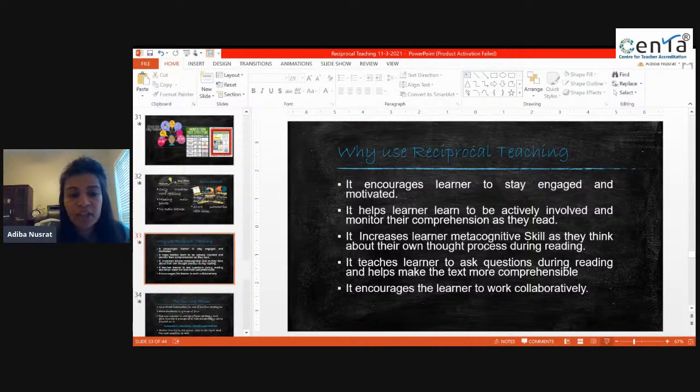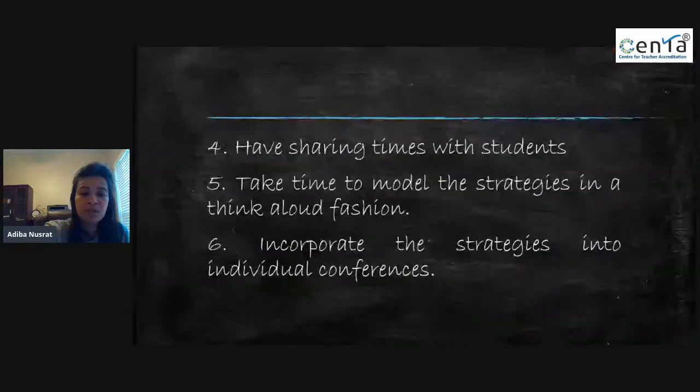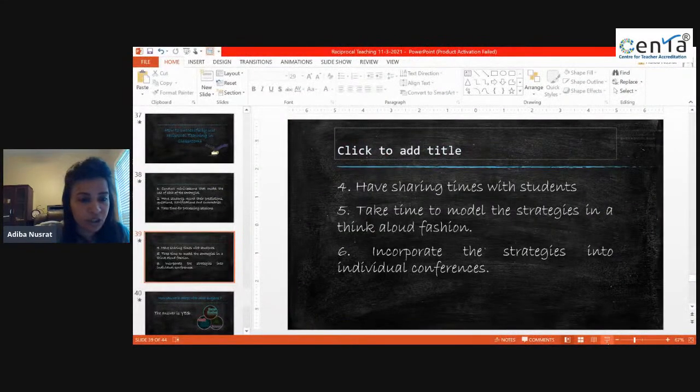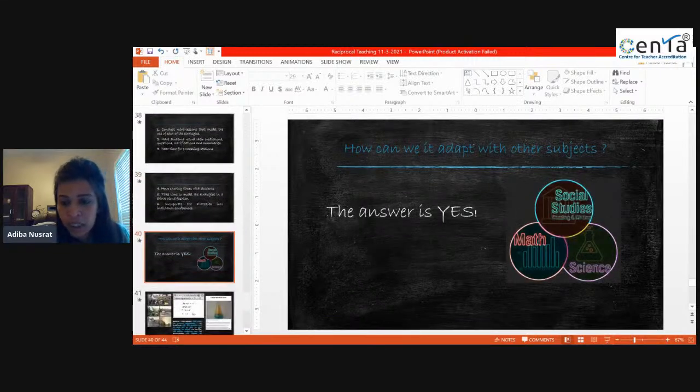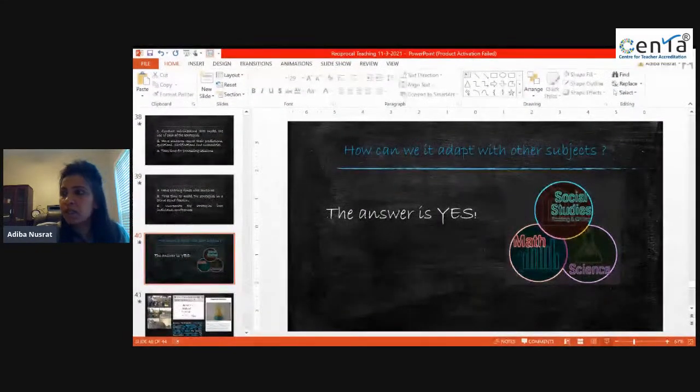And incorporate the strategy into individual conferences, okay? Encourage them to come on the stage and speak up individually, at times when they are able to shed their inhibitions and their fears. Once they are able to gain the confidence, encourage them to come up to the stage.